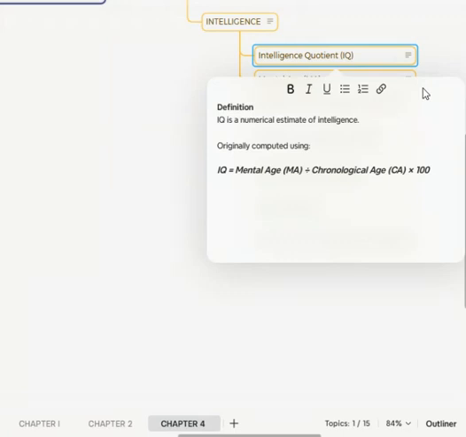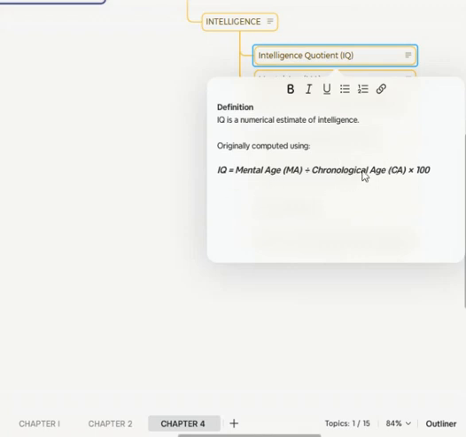Like Minwal said, an estimate, originally computed using the formula, how to calculate IQ. IQ equals mental age divided by chronological age, and then multiplied by 100 score. The 100. So this is the score, how to calculate the IQ.